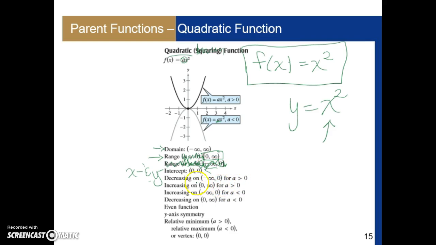This function is decreasing, and again, we're just worried about the parent function. This function is decreasing from negative infinity to 0 and increasing from 0 to positive infinity. This is an even function. Remember, an even function is symmetric about the y-axis. It has y-axis symmetry. We have a relative minimum at the vertex point. So wherever the vertex point is, we have a relative minimum. For us, that minimum happens at the point 0, 0. So there's the information I want you to know about the parent quadratic function.